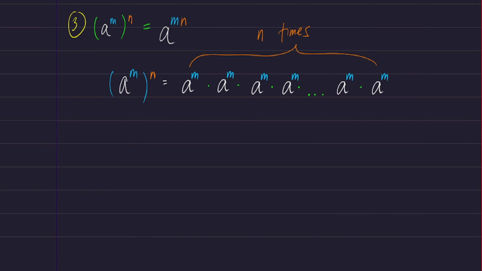Naipakita na natin kanina na a raised to m times a raised to n is equal to a raised to m plus n. Try natin i-apply yun dito. So, meron kang a raised to m times a raised to m times a raised to m. Pansinin lang natin yung exponents. Since multiplication naman to, the exponents will be m plus m plus m plus m plus m plus dot dot dot. Diba? Ganyan yung magiging exponent niya. So, ito yung base. Ngayon, ilan tong m? Well, ilan ba yung terms? Ilan beses ba siya minultiply? N times. So, itong m, this is also n times.